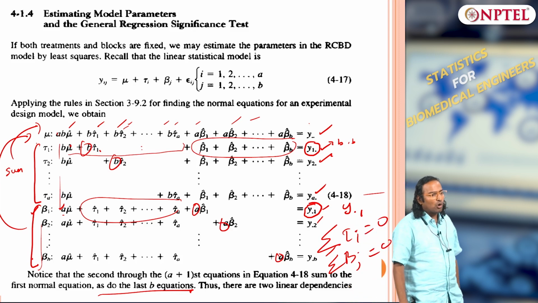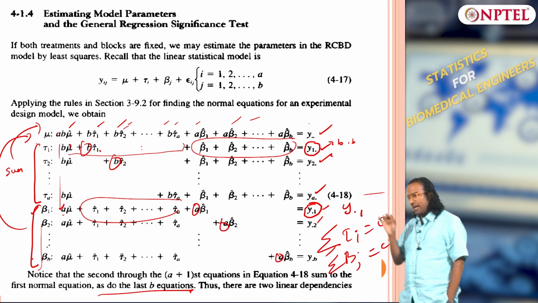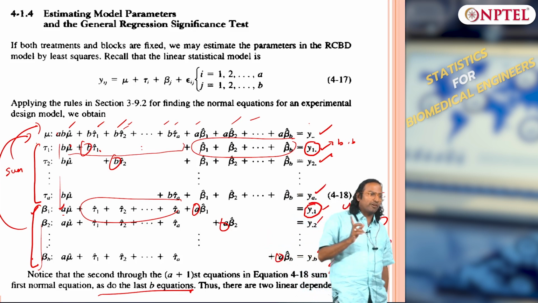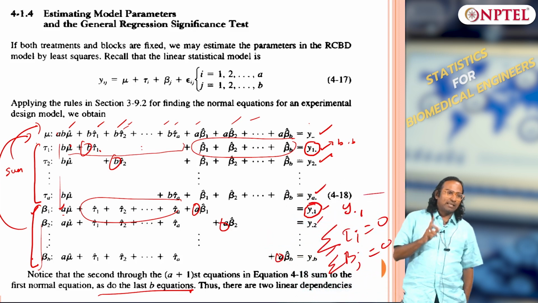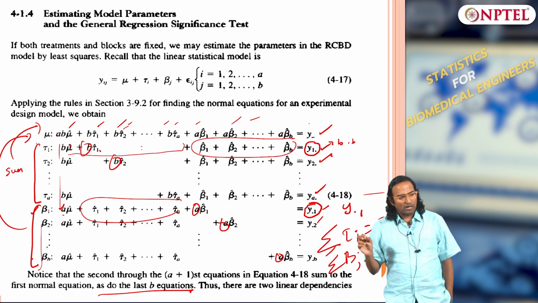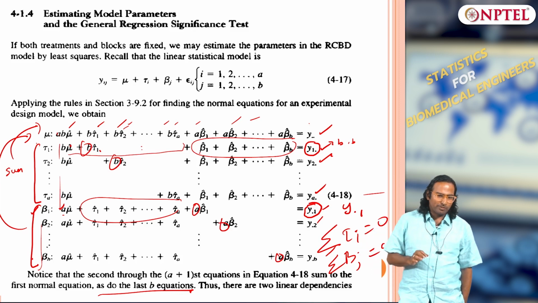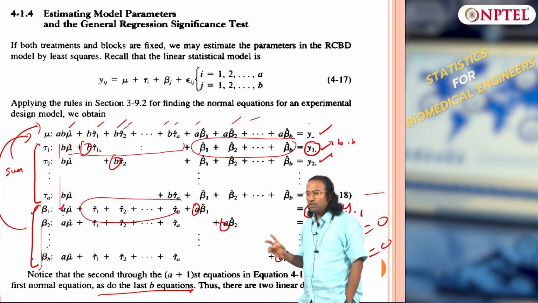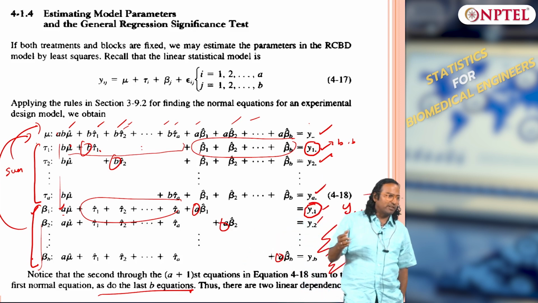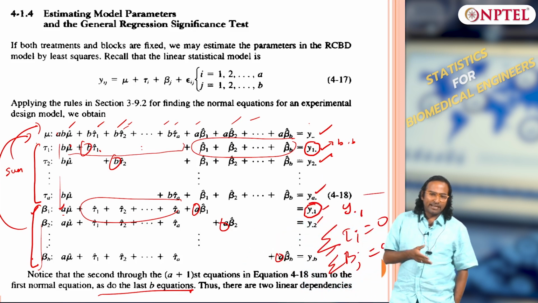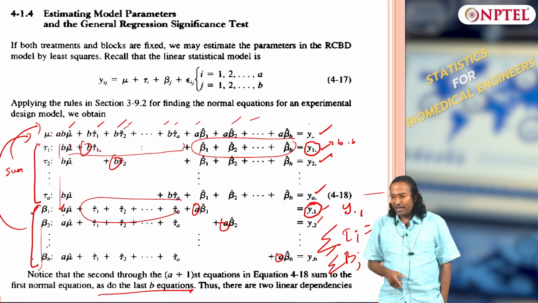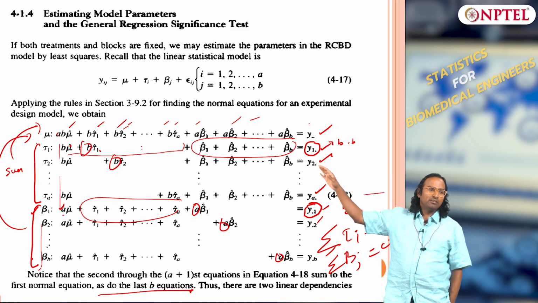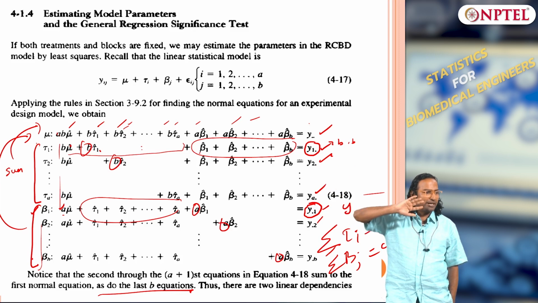So, there are totally how many parameters? For treatment, A parameters, plus B parameters for blocks, so A plus B, and then there is a grand mean mu, which is 1. So, A plus B plus 1 equations should be there. The total number of equations as per rule 1 is A plus B plus 1, and the right hand side is nothing but the summation of the data where that parameter is present. If you want to write the equation for mu, the right hand side will be y dot dot, because mu is contained in all the data.